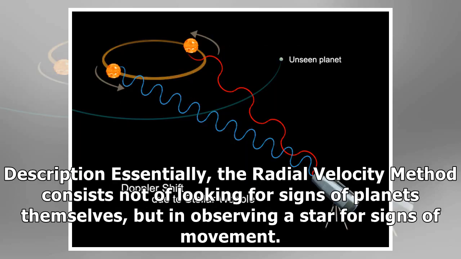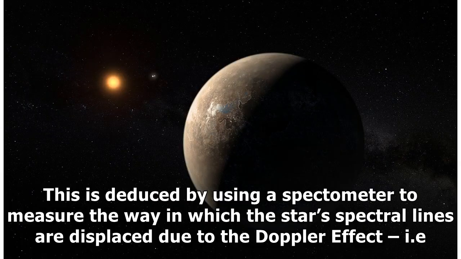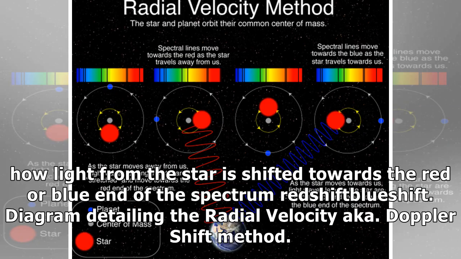Description: essentially, the radial velocity method consists not of looking for signs of planets themselves, but in observing a star for signs of movement. This is deduced by using a spectrometer to measure the way in which the star's spectral lines are displaced due to the Doppler effect, i.e., how light from the star is shifted towards the red or blue end of the spectrum.